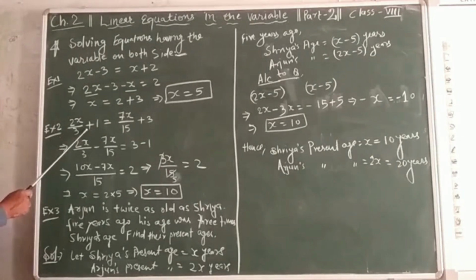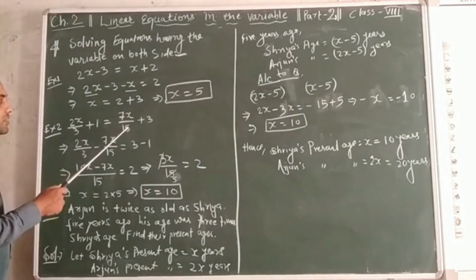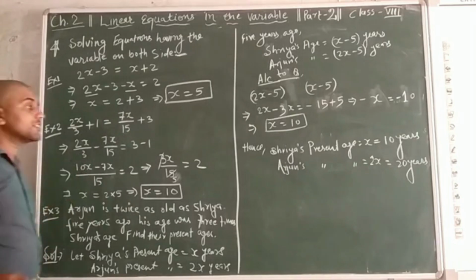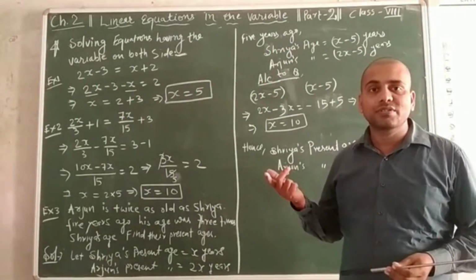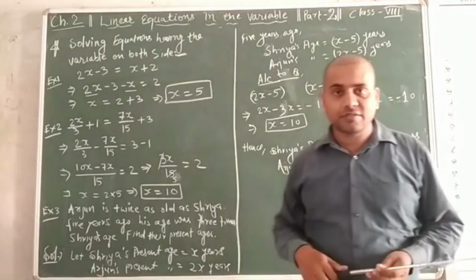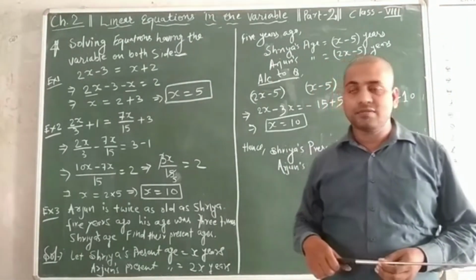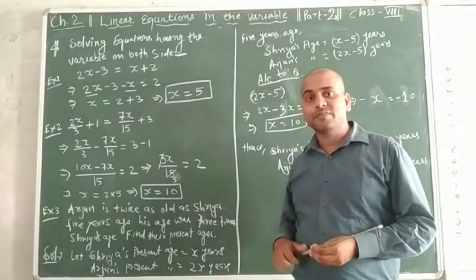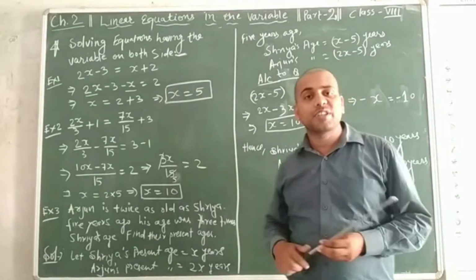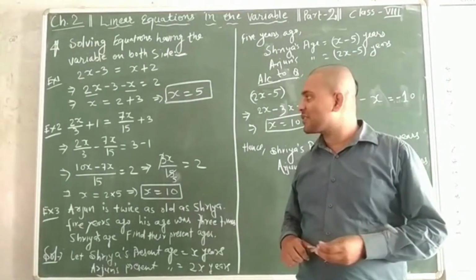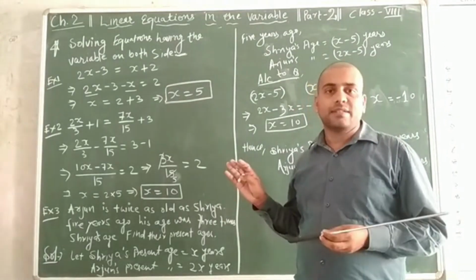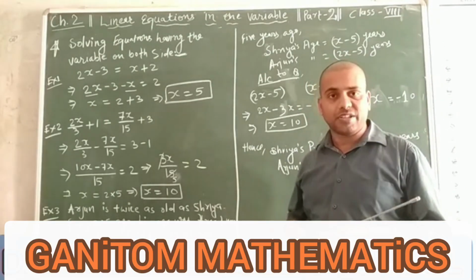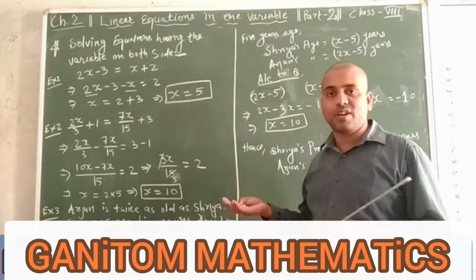2x upon 3 plus 1 is equal to 7x upon 15 plus 3. Dear students, in this type of question, many students make a mistake. What mistake? They apply cross multiplication, but in actual situation, we cannot apply cross multiplication at this stage. We have to do some work.